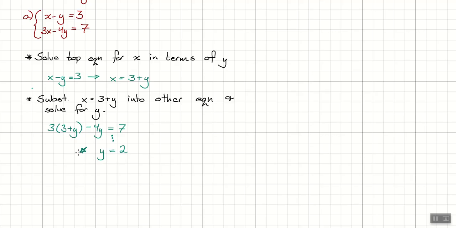All right. Why isn't it negative? Because if we look at this, do you agree this becomes 9 plus 3y minus 4y equals 7? Okay, negative y equals, and I'm going to subtract 9 from each side, negative 2. I don't want negative y, though. If I multiply this side by negative 1 and this side by negative 1.